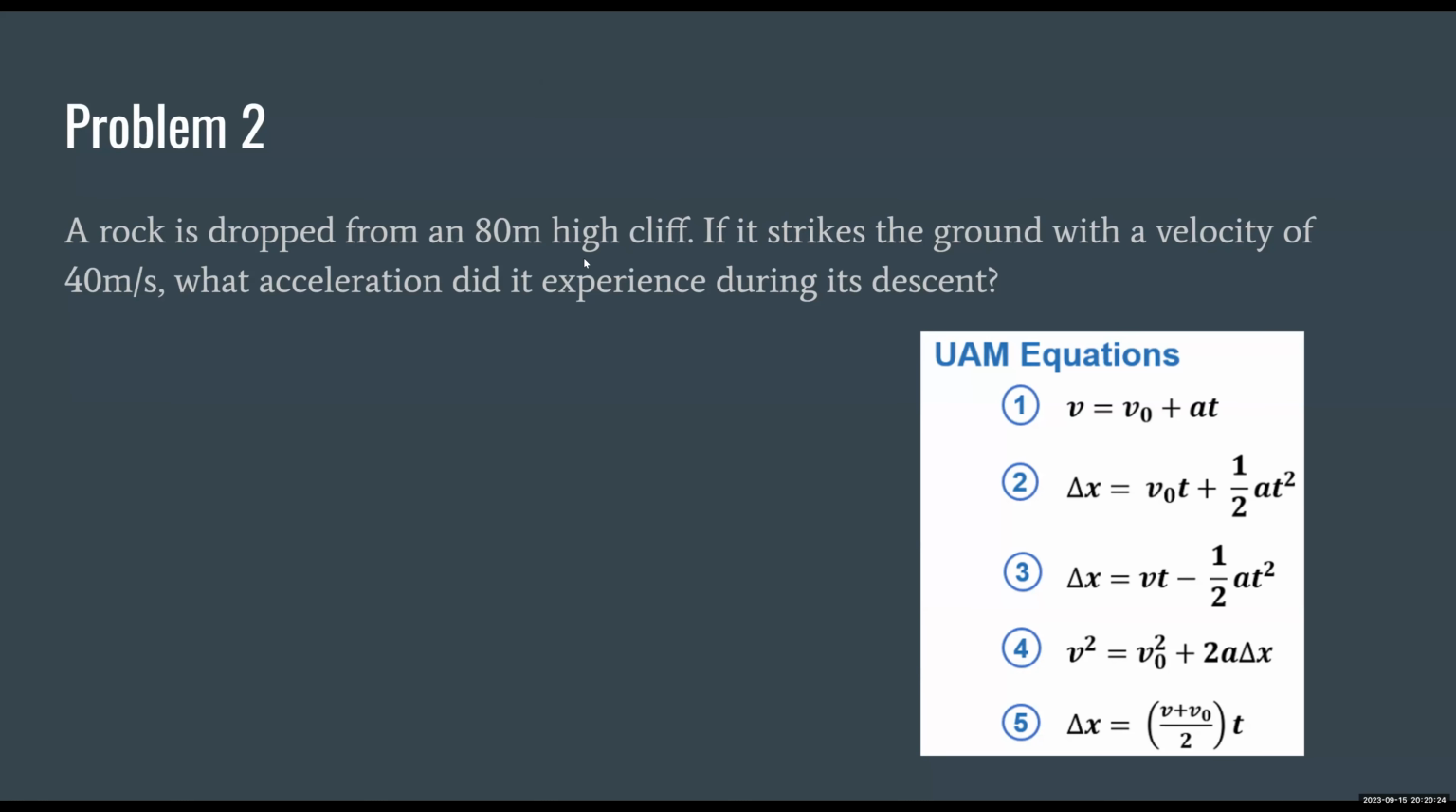All right. Does anyone have any ideas? Actually, I'll probably just give a hint. Because you don't know the time, it's not given in this problem, you want to use the fourth equation, as you can see here, which is final velocity squared equals initial velocity squared plus 2 times acceleration times the displacement. And then you want to solve for acceleration.